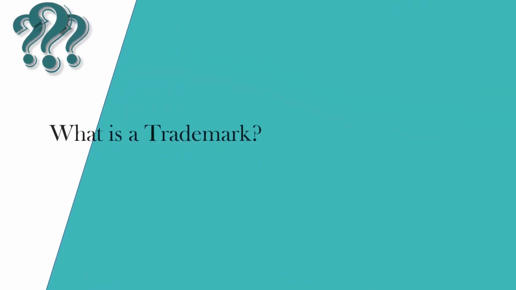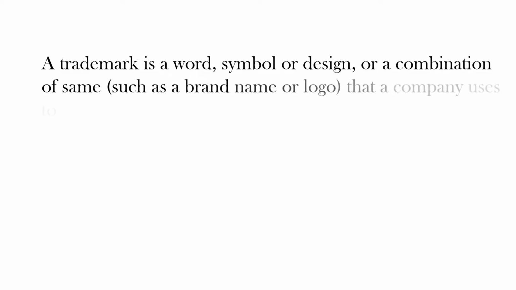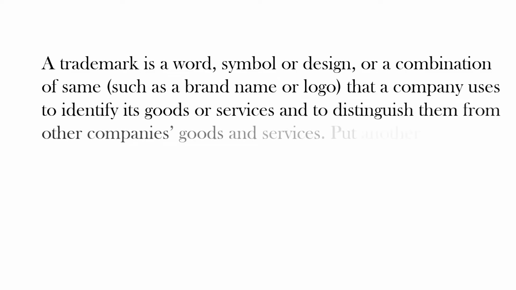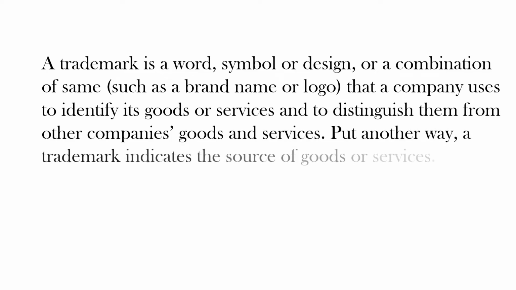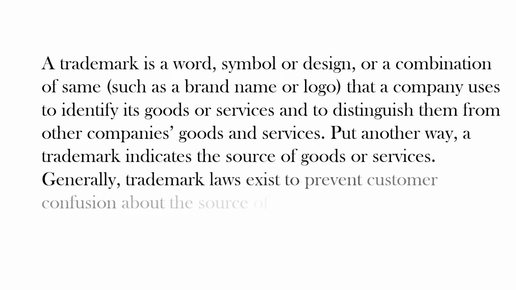What is a trademark? A trademark is a word, symbol or design, or a combination of same, such as a brand name or logo, that a company uses to identify its goods or services, and to distinguish them from other companies' goods and services. Put another way, a trademark indicates the source of goods or services. Generally, trademark laws exist to prevent customer confusion about the source of goods or services. What do trademarks protect?